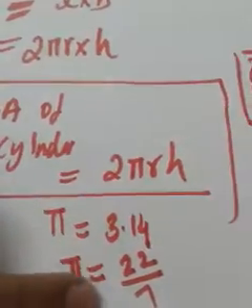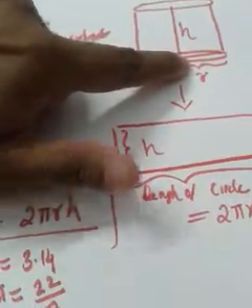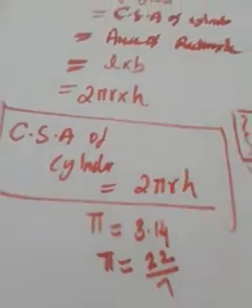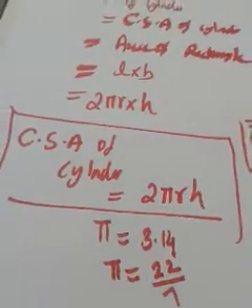Pi is 3.14 or 22 by 7, and r is nothing but the radius of the base circle, and h is nothing but the height of the cylinder. You may have understood. And this is the curved surface area of a cylinder.